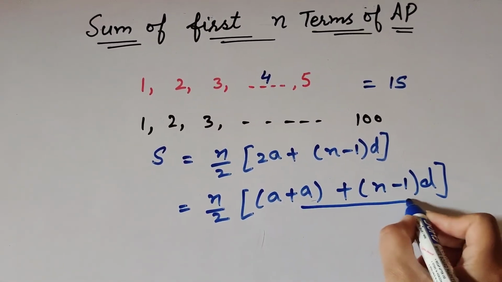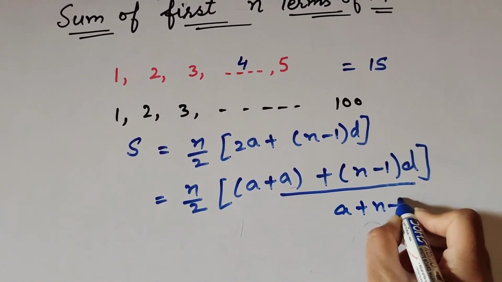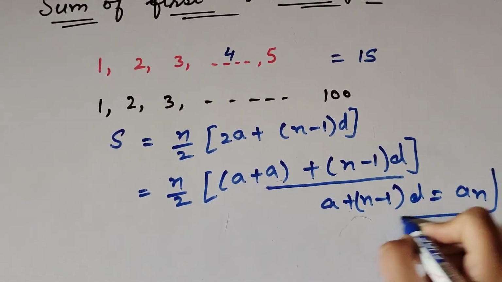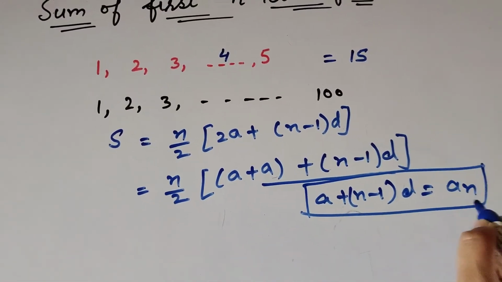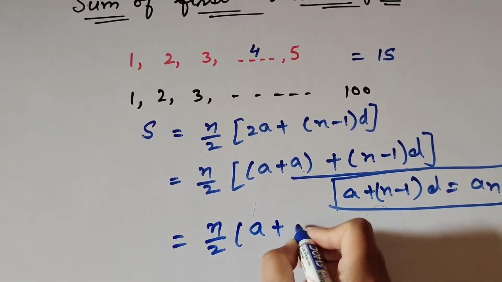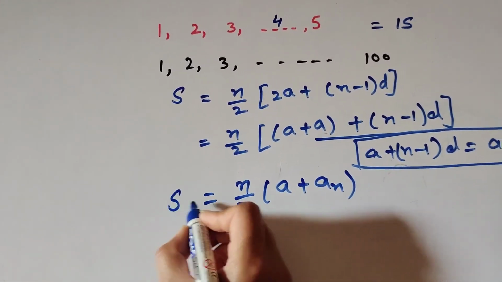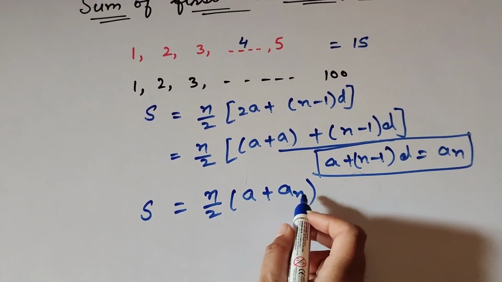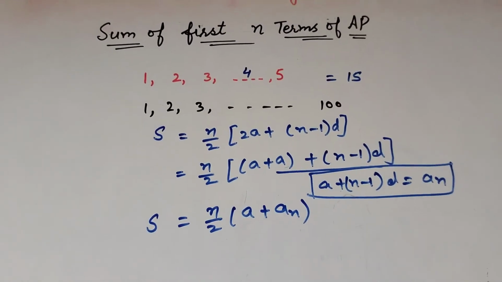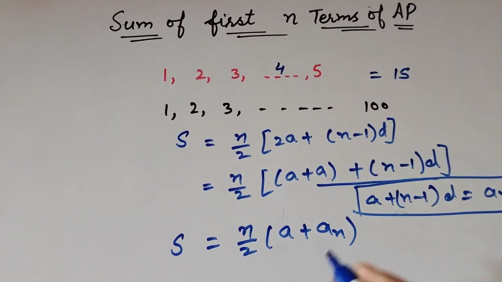We already discussed that a plus n minus 1 d is equal to an, and an is the last term. So the sum is n over 2 into a plus an. So S, the sum of n terms, is equal to n over 2 into a plus an. So by using this formula we find the sum of 100 terms.